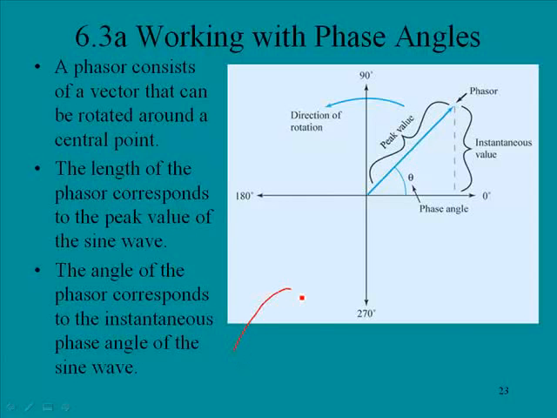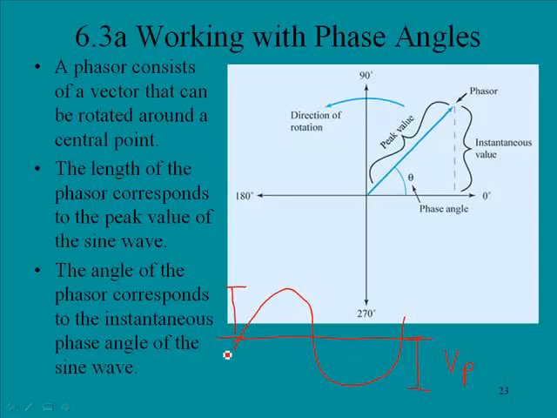So if we had our sine wave, okay, this is not a really well drawn sine wave, but we would have a peak value right here, and we would have another peak. The negative peak would be here, and the length of the phasor corresponds to this peak value. The angle of the phasor corresponds to the instantaneous phase angle of the sine wave. So the value that we would be considering here is going to be the instantaneous value, and that's going to be based on the phase angle right here.